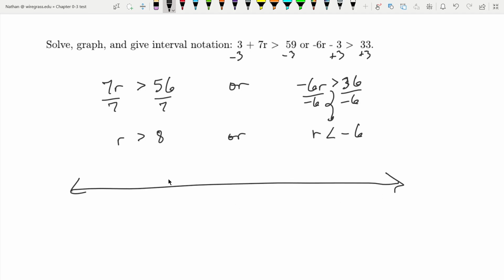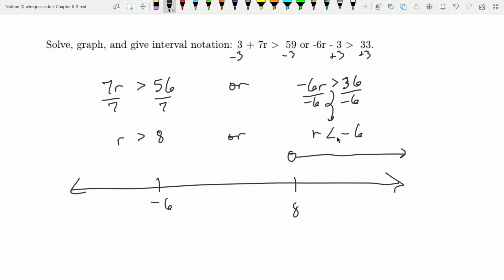So what we have here is two numbers. Negative 6 is down here somewhere. We get 0 in the middle somewhere, and then 8 up here. And it says that R is greater than 8. So for greater than 8 you've got to use an open dot because it's not equal to this point. And then R greater than 8 means all the numbers that are bigger than 8 going this way.